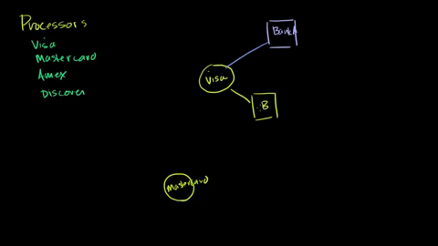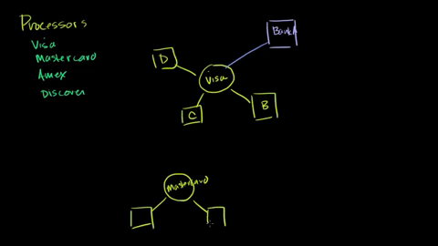So that could be Bank B. This could be Bank C. This could be Bank D. And of course, each of these are networks, so they all have their own member banks on them. That's MasterCard's network right there.